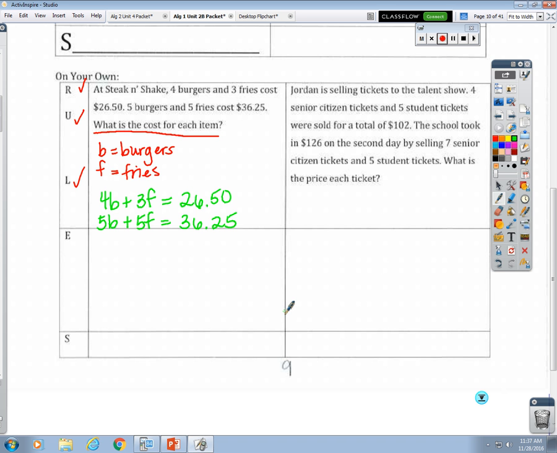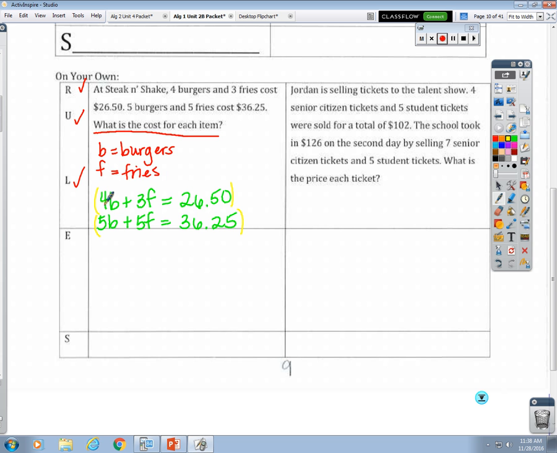Is there anything right now that we could just cross out right away? No, because your B's have different numbers and your F's have different numbers. Could we just multiply 4 by something to make it become a 5? And could we multiply 3 by something to make it become a 5? So what do we have to do in this case? Multiply both equations. Okay, when you can't multiply by one to fix your problem, you have to multiply by both.